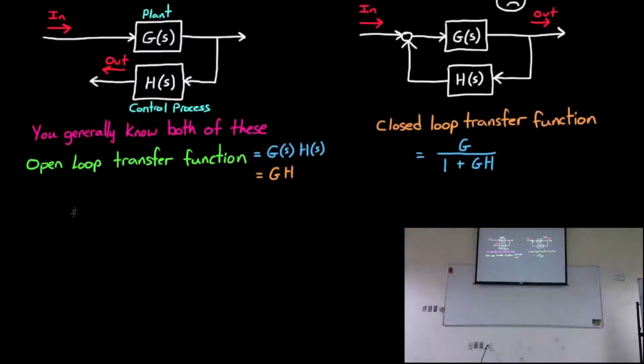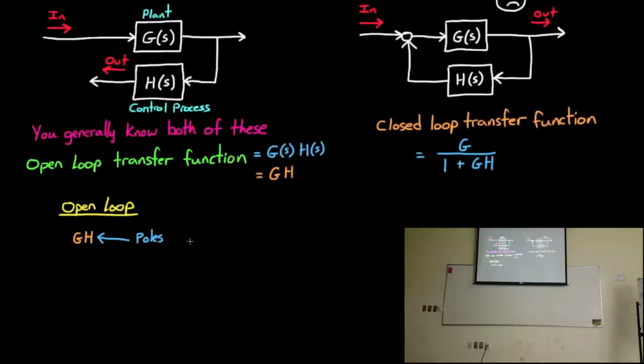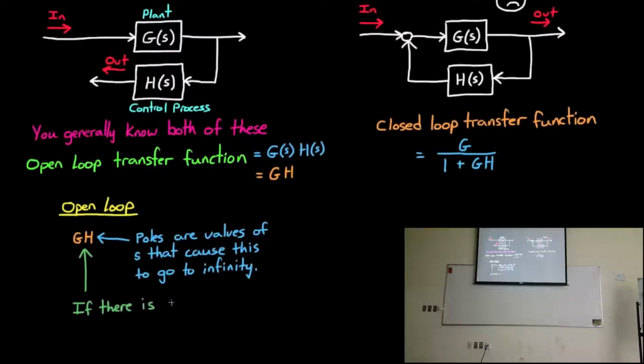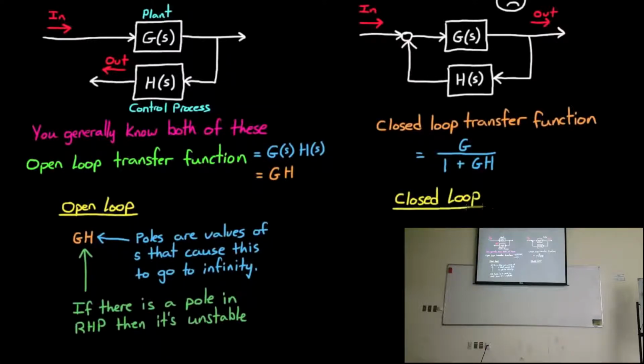So you can determine if your open loop system is stable by finding the poles of G times H. The poles are values of S that cause you to divide by 0 in the transfer function and so the result blows up to infinity. If there's a pole in the right half plane, then the open loop transfer function is unstable. For the closed loop system, we're still looking for poles. However, you can see from the transfer function that in order to divide by 0, 1 plus GH would have to equal 0. Therefore, we can check stability of the closed loop system by looking at the location of the zeros in 1 plus GH.